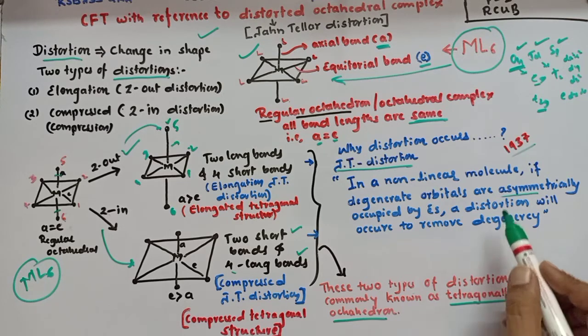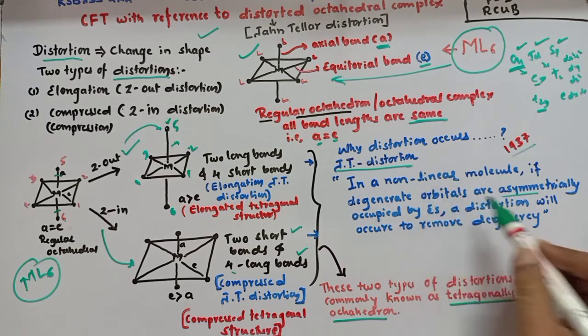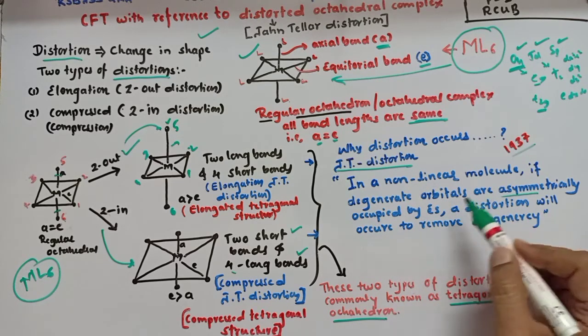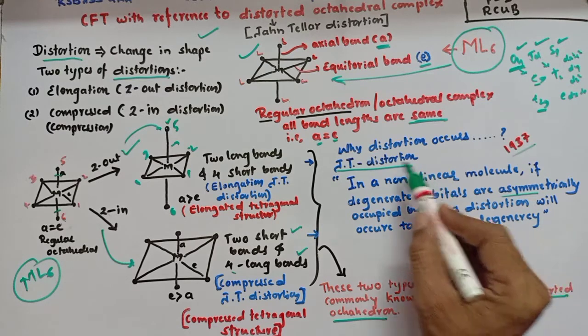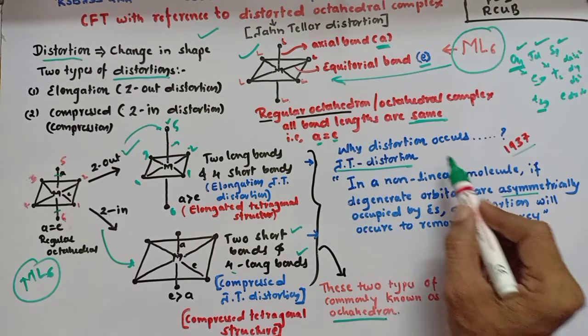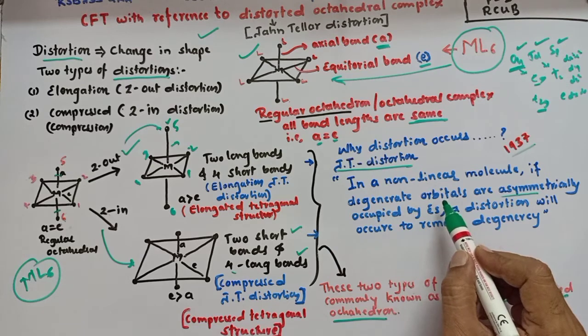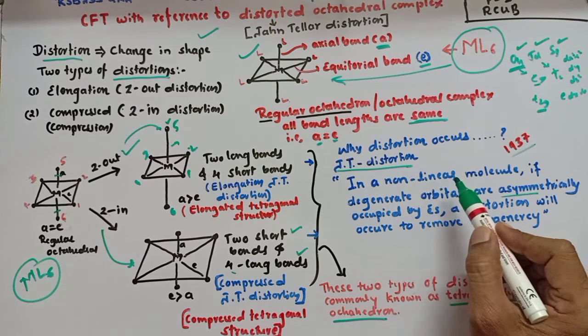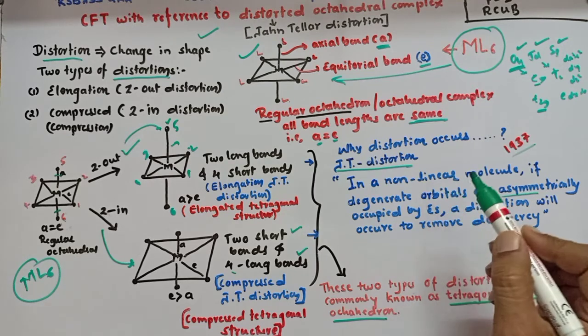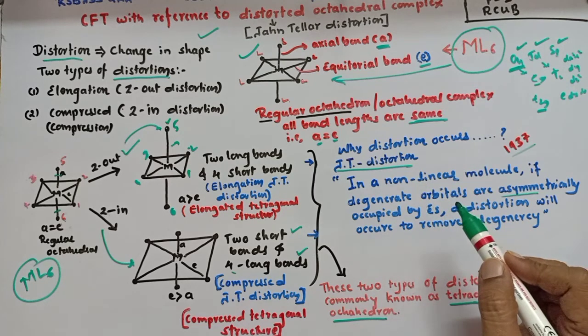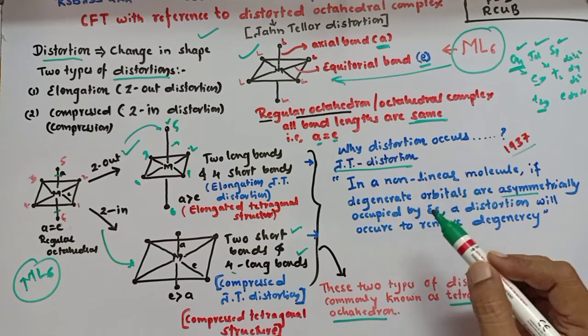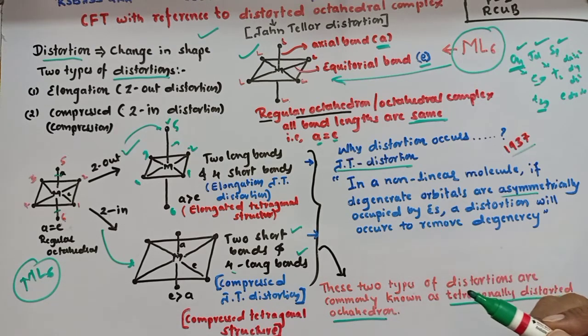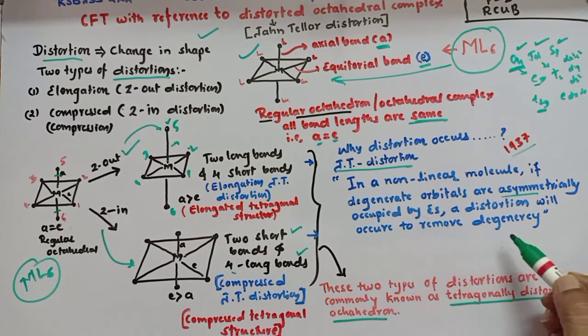So this fact I will explain later on also. Later I will explain in detail about the Jahn-Teller distortion: in what condition it takes place, what are the conditions for strong Jahn-Teller distortion, and what are the conditions for weak Jahn-Teller distortion. So that I will explain later on.